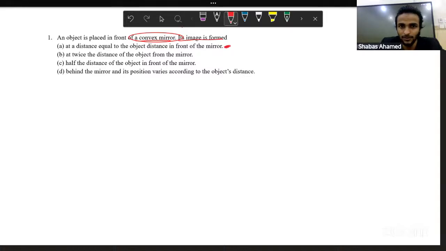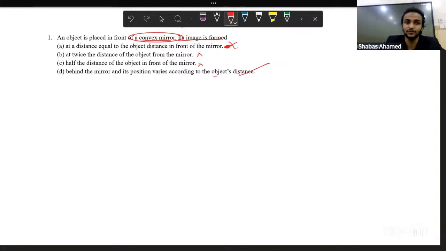Is the image formed in front of the mirror in the case of a convex mirror? No. Convex mirrors always produce virtual images. Virtual means the image is formed behind the mirror. So the first option is not correct. Look at the next option: at twice the distance of the object from the mirror? Nope. Half the distance of the object in front of the mirror? No. Behind the mirror, and its position varies according to the object's distance. So this is the correct answer.